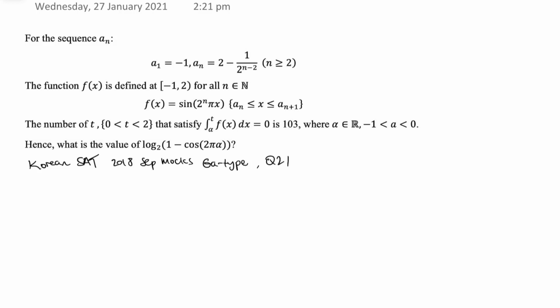Today we have a fascinating question from the Korean SAT. It's the 21st question from the 2018 September mock SCAR type paper, which is taken by STEM students. This question had a correct response rate of 39%, but since it's multiple choice, I think the actual difficulty is much higher. So have a read and have a go yourself. Pause the video now, and then we'll go through the solution after.